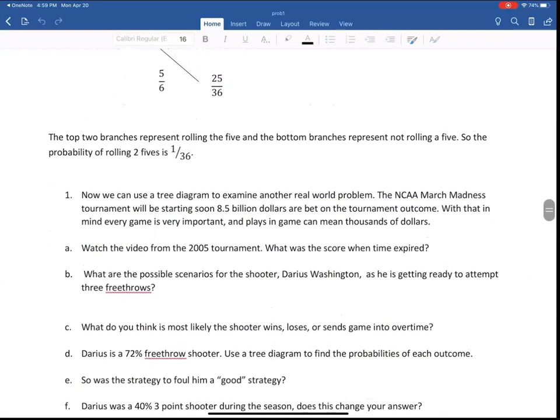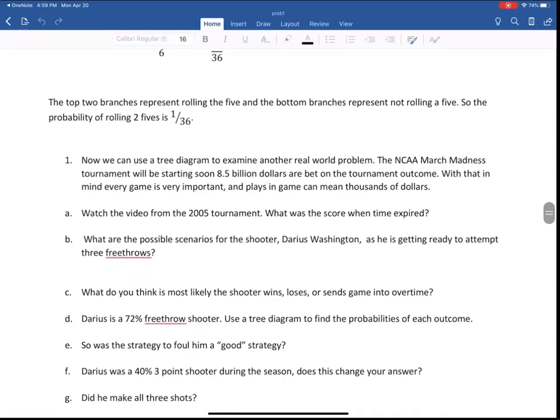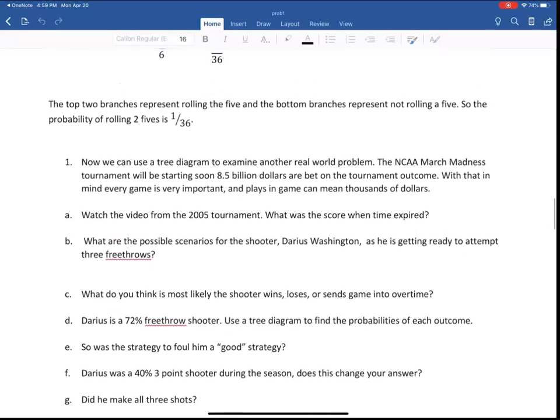All right, this problem, I'm going to make an assignment problem for you. It says, now, you can use a tree diagram to examine another real-world problem, the NCAA March Madness Tournament, which, of course, got canceled this year, but normally goes on. $8.5 billion are bet on that tournament. Huge amounts of money, all right? So with that in mind, every game is very important. Plays can mean thousands of dollars.